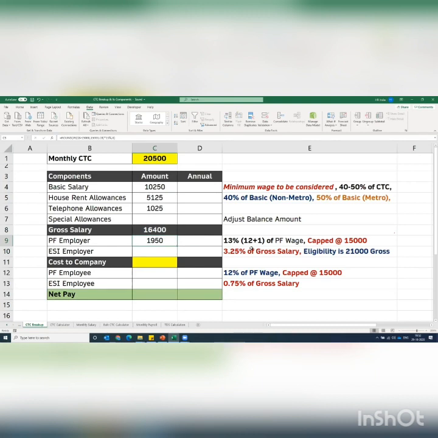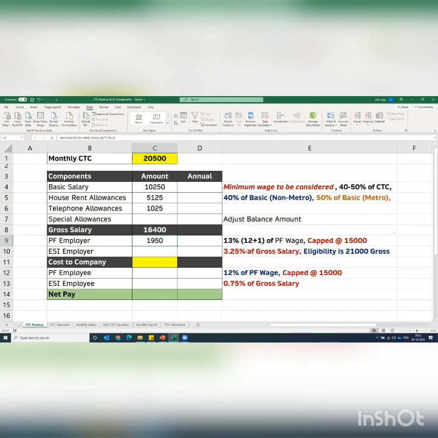Why 13%? Usually you must be thinking that the employee and employer both contribute 12%. No, the employer actually contributes 13%. 12% plus 1%, the extra 1% he contributes for the Employee Deposit Linked Insurance, and also pays as PF admin charges, right? 0.5 in EDLI and 0.5 in the PF admin charges. So that is how we usually calculate the PF of the employee.